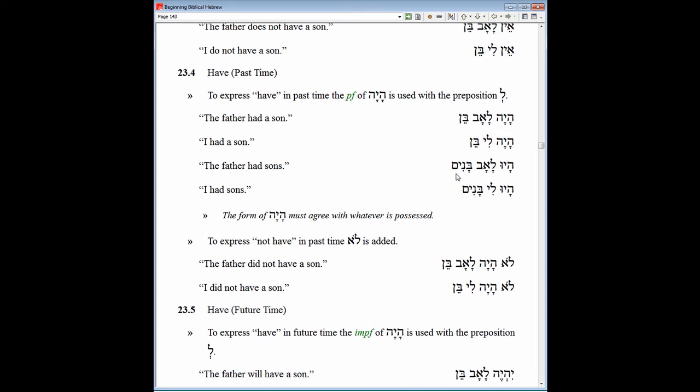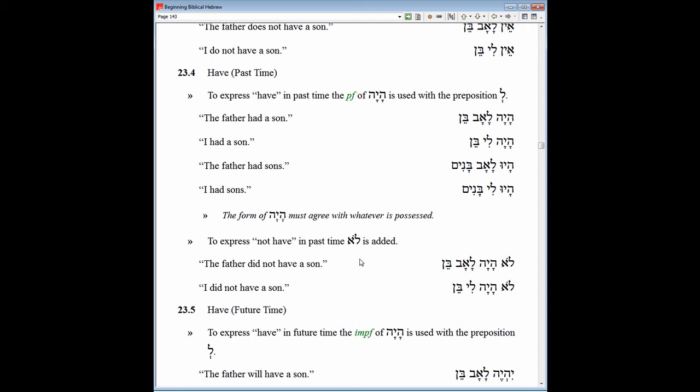Hayu, okay, plural: there were to the father sons. The father had sons at some point. And hayu li: there were to me sons. I had sons. Again, I'm hoping you're getting the idea that it's not difficult if you just take your time, slow down, go through it literally, and you'll get an idea of what's being expressed.